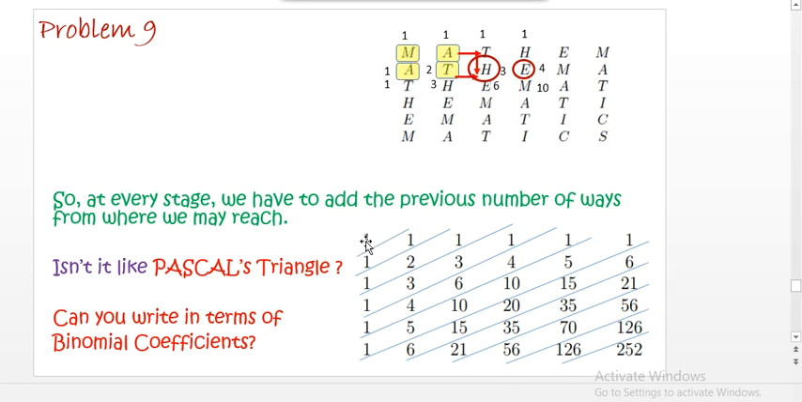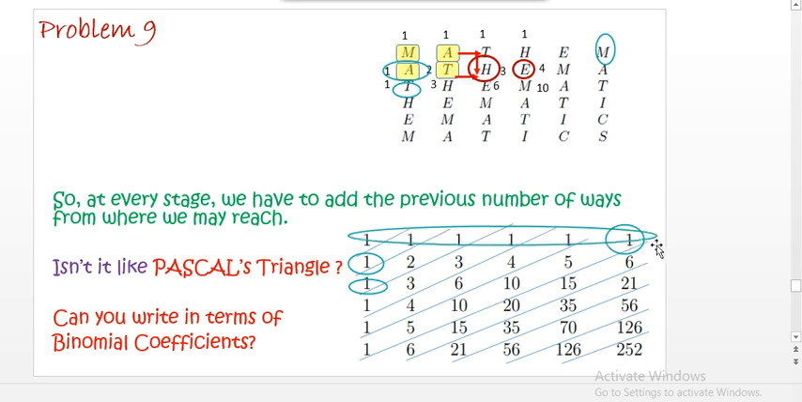Till M I have one way. Till A, again I have only one way to reach A, from M to A. Next I have T, so till T I can reach only in one way, just coming down, there's no other way. Similarly over here in the horizontal direction, this is the last M, so there's only one way, starting from M, coming all the way here, to reach till M.